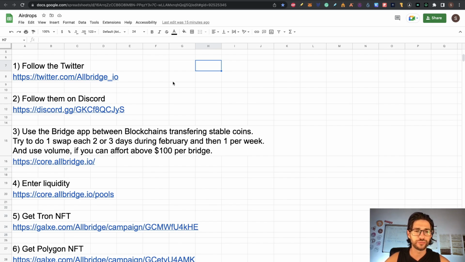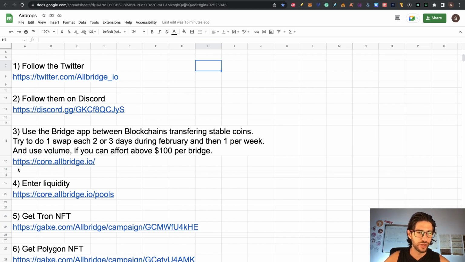And use volume. If you can afford about $100 per bridge, that would be awesome, because sometimes you get out of the airdrops because you use only $2 or $3 for bridges. But if you use about $50 or $100, in this case is stablecoins, and you only pay the fees, which are really low here, you actually are really not investing too much. There's only fees. You are not losing your money. Your money is going to continue being in your wallet.